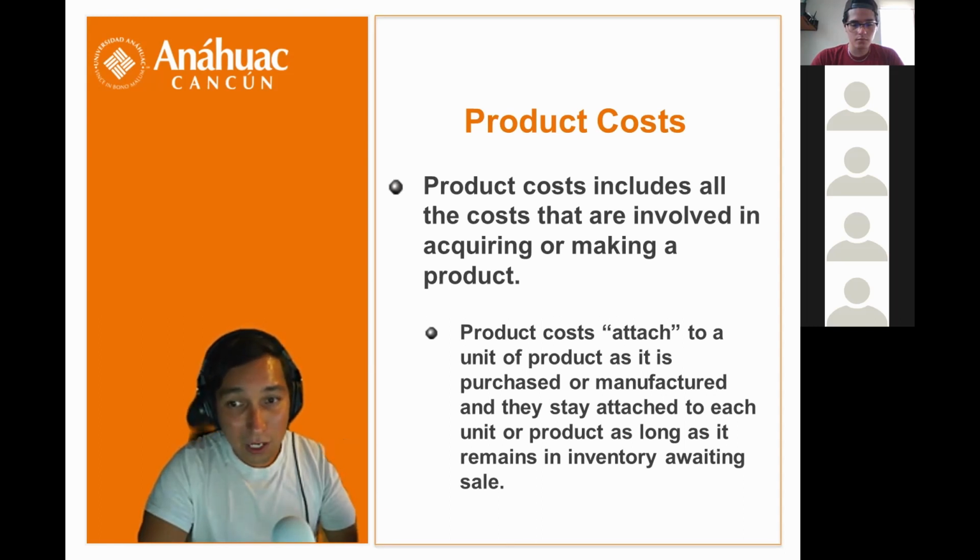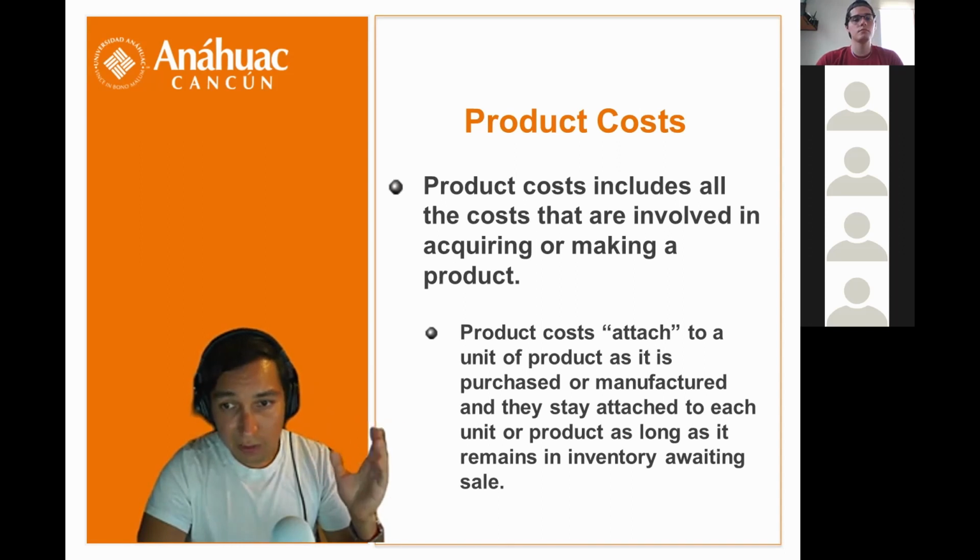So now that we are switching into a manufacturing setting, that's going to include all of the costs of acquiring the product or making the product and readying it for resale. And again, all of these product costs are going to attach to the unit of product as it is purchased or manufactured, and then it stays attached to each unit of product as long as it remains in inventory awaiting sale. And again, inventory is an asset. So we're going to hold the product cost as an asset on our balance sheet until we sell it.